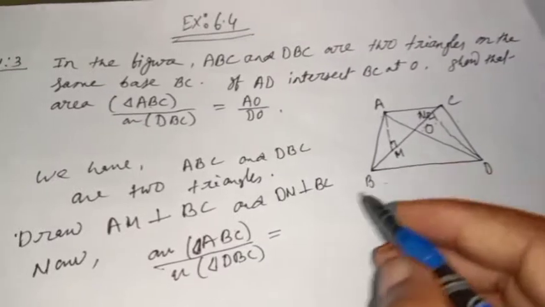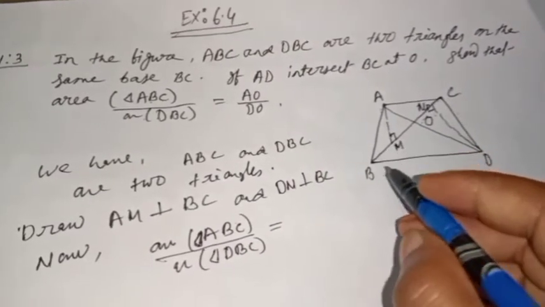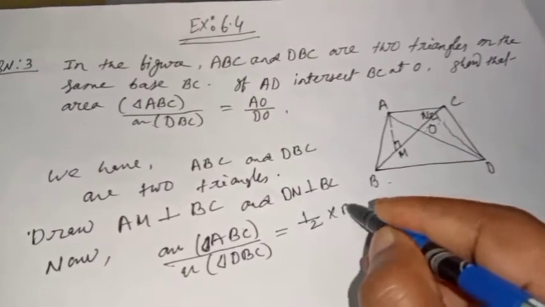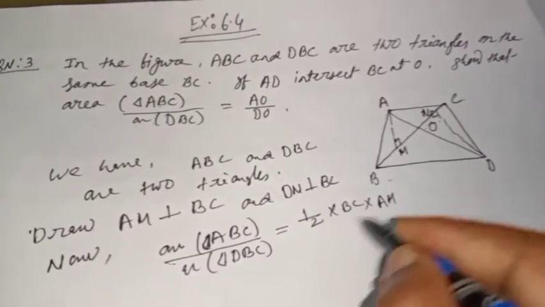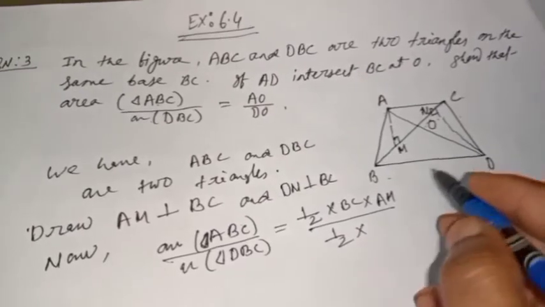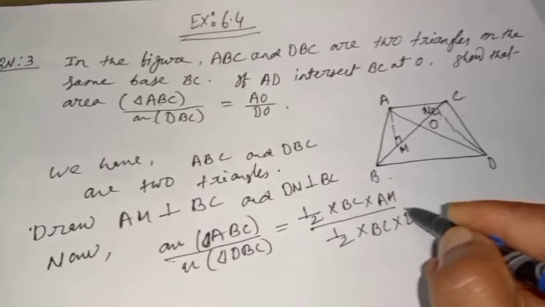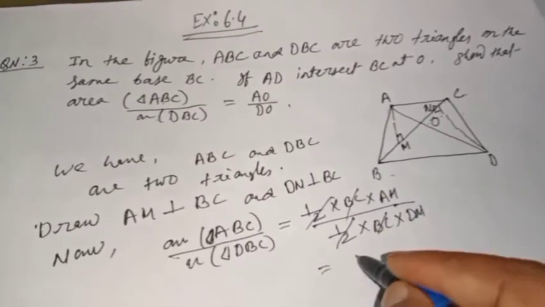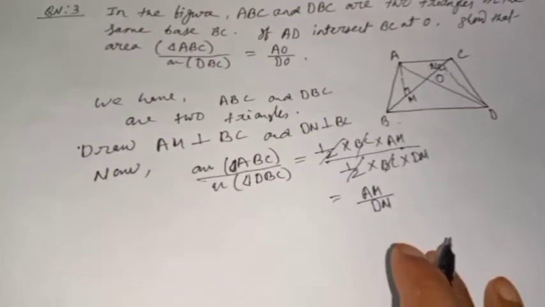You can write, as we know that the area of a triangle is half into base into height. So in the triangle ABC, you can see the base is BC and height is this perpendicular AM. Next, in the triangle DBC, what is the base? Same base BC and height DN. Then half BC cancel out. And what is left? AM by DN. This one we got. Okay, next.